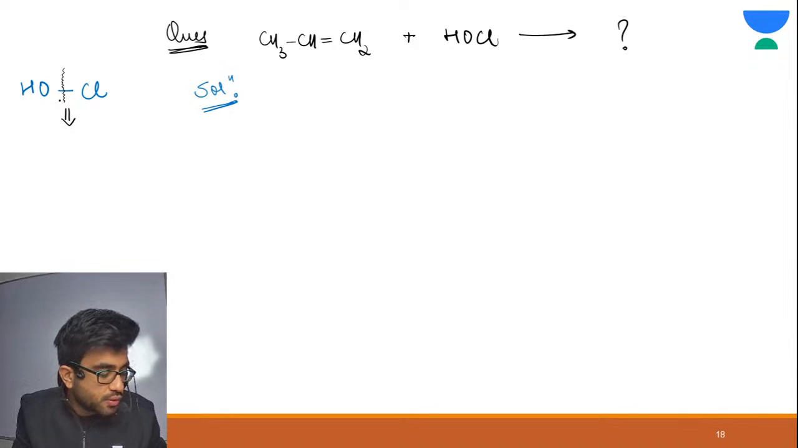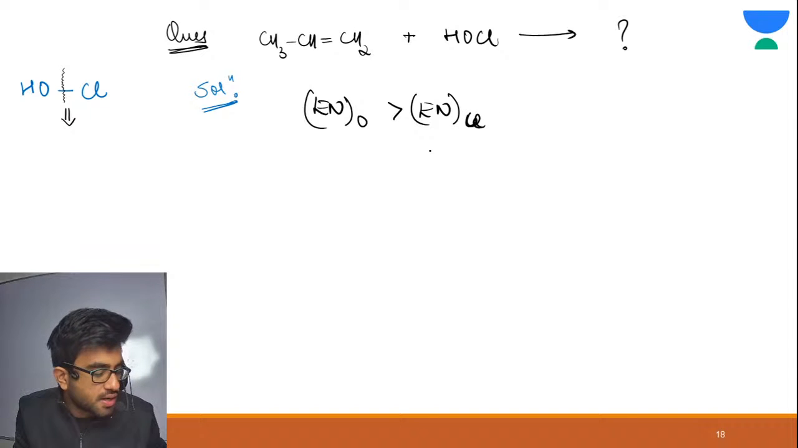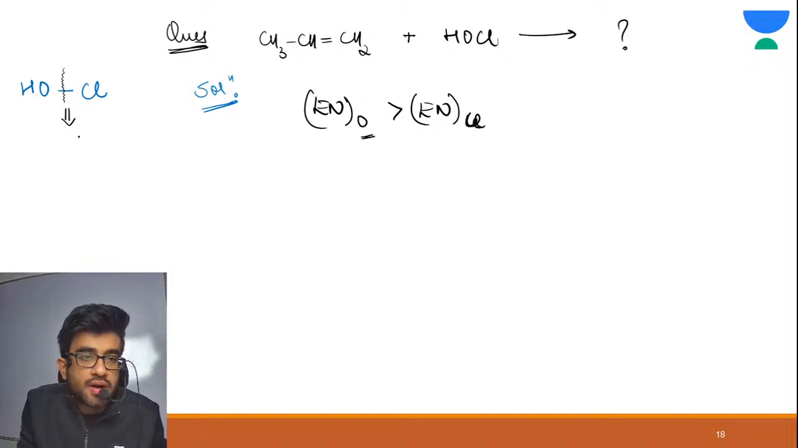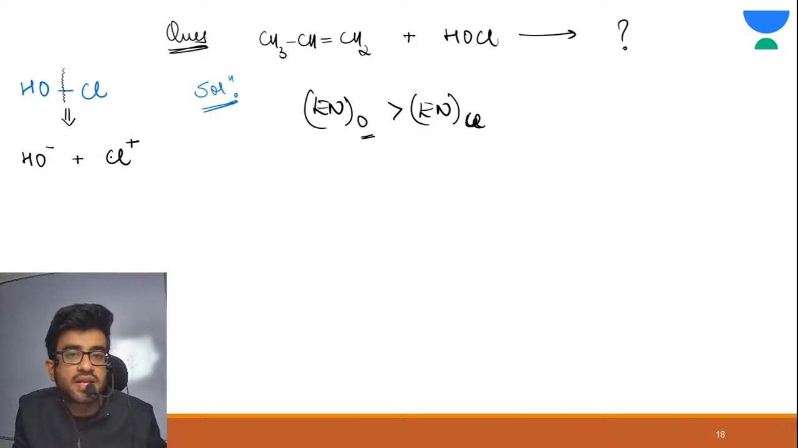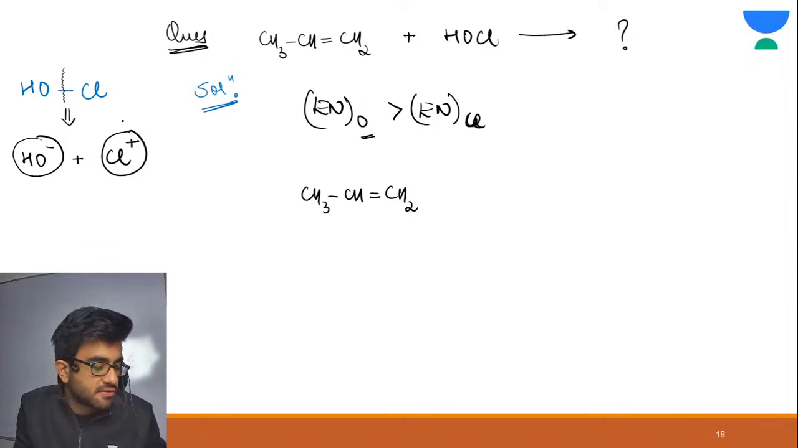Electronegativity of oxygen is greater than electronegativity of chlorine. Oxygen is more electronegative. So this will break into OH minus plus Cl positive. Now in solution you have OH minus as well as Cl positive. Which will attack first?